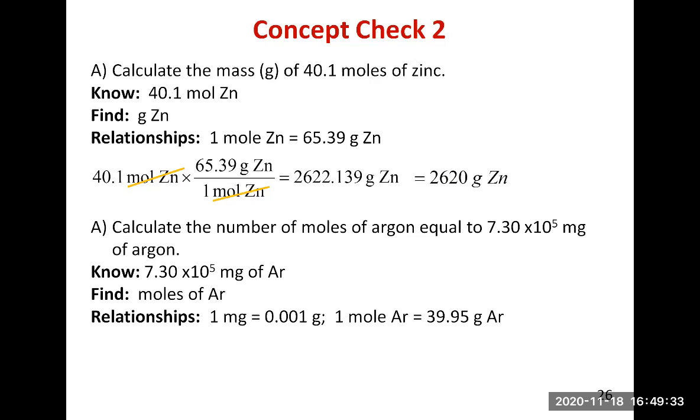So you need the relationship between milligrams and grams. It says that 1 milligram, so change the milli by its value, and the value of the milli prefix is 0.001, and then rewrite the base unit of grams. So 1 milligram is 0.001 gram. So that will allow us to change the milligrams into grams. And then using the molar mass of argon, we can change the grams into moles. If you look at your periodic table, the molar mass of argon is 39.95 grams, and that's for 1 mole of argon.